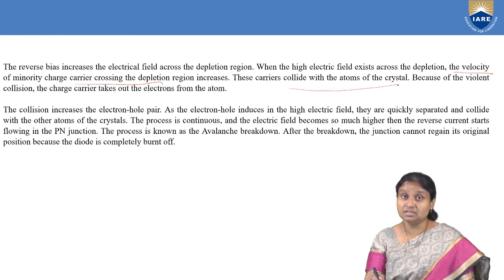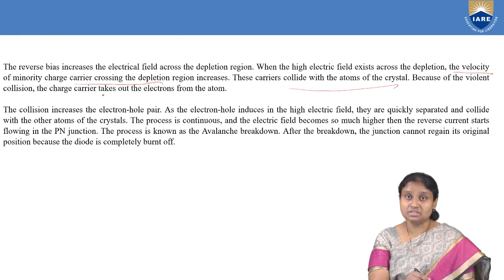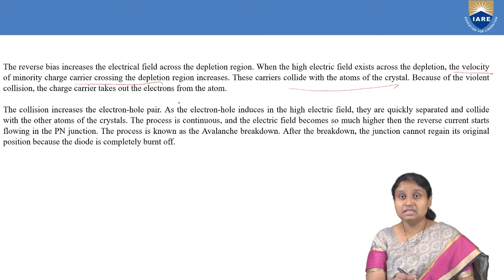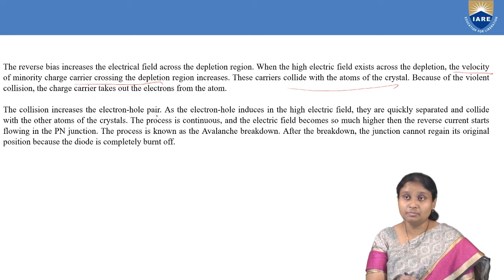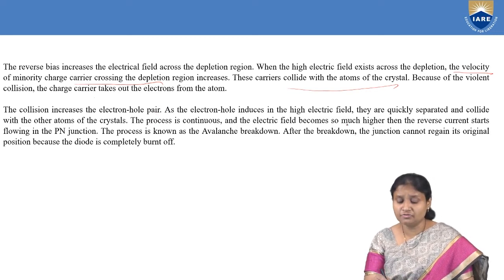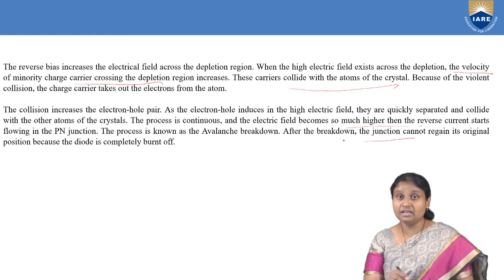That is nothing but electrons which are taking part in bond formation, and due to this collision, these charge carriers make those covalent bonds break, make those electrons come out, resulting in the formation of electron-hole pairs. So that's why there is a large amount of current flowing, which is going to break our junction, and our diode will be completely burnt off.